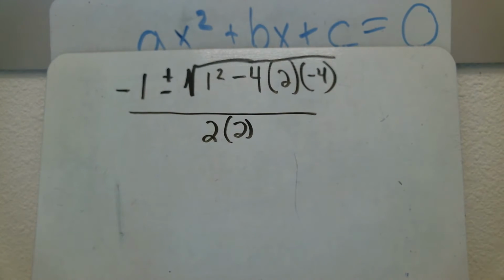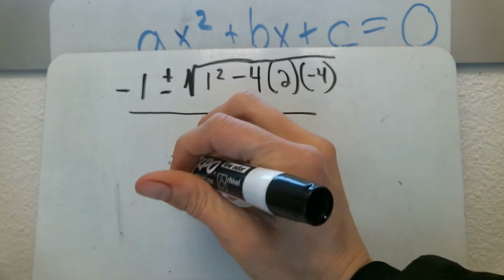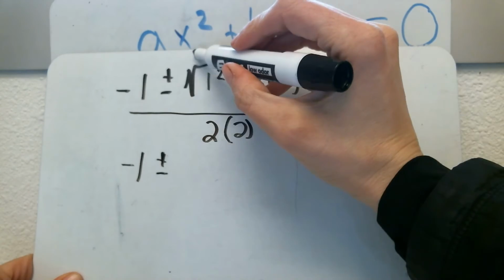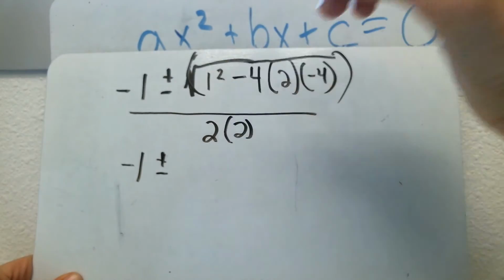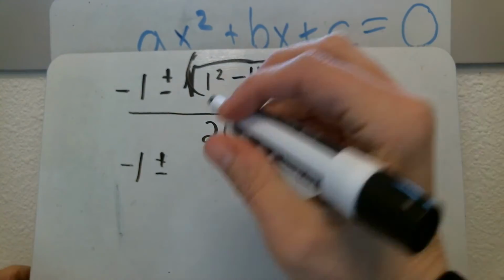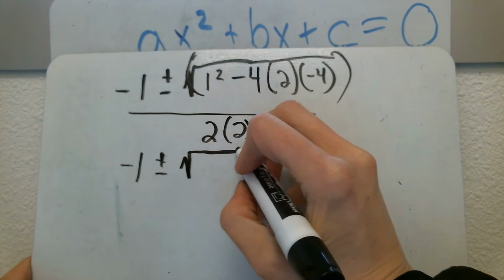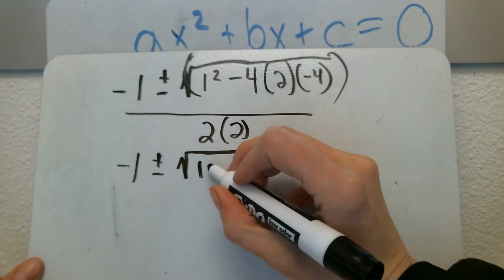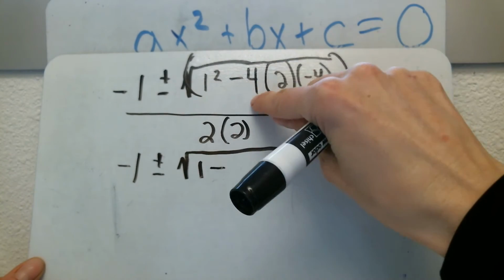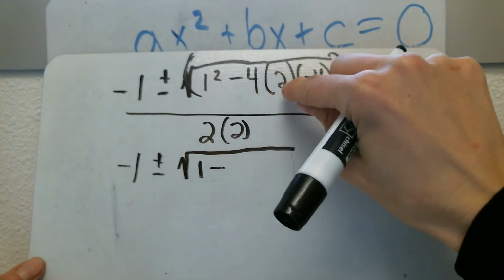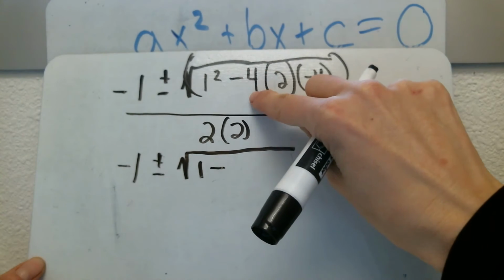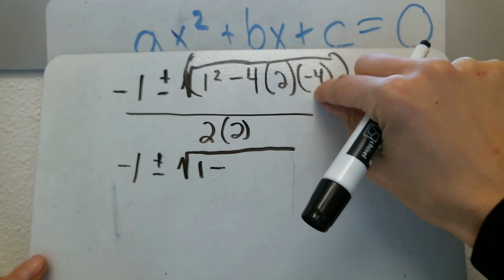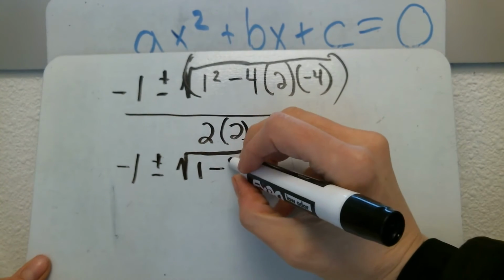So if I look at what's under my square root first, 1 squared is 1, so I'm going to leave that the same. Now the reason I start under the square root is that's kind of like a grouping symbol, okay? So underneath the square root, we now have 1, because 1 times 1 is 1. And we have minus, and if we multiply these numbers together, 4 times 2 times 4, well, 4 times 2 is 8. 8 times 4, or 8 times negative 4, is negative 32.